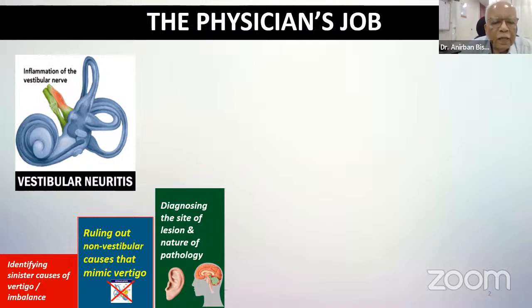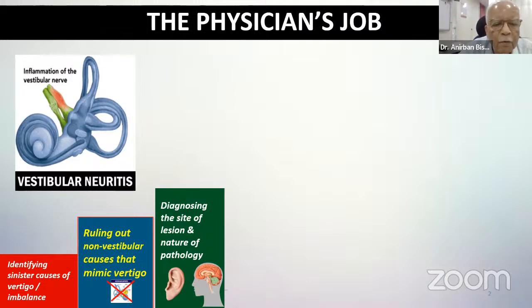That means you have to know whether the problem, if it is vertigo, is due to some problem in the brain, the ear, the eyes, or the proprioceptors. So, diagnosing the site of the lesion and the nature of the pathology. And once you've been able to diagnose the site of the lesion, say you know it is the ear, then you will have to find out whether it's Meniere's disease or vestibular neuritis or perilymph fistula or something like that.